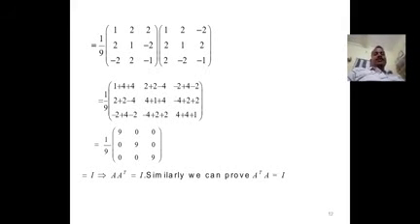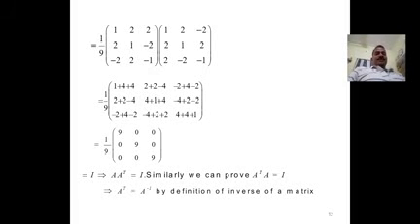Therefore A into A transpose equals I. Similarly, we can prove A transpose into A equals identity. Therefore A transpose equals A inverse by the definition of the inverse matrix. Now next problem.